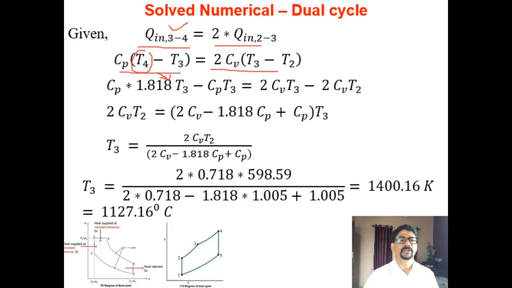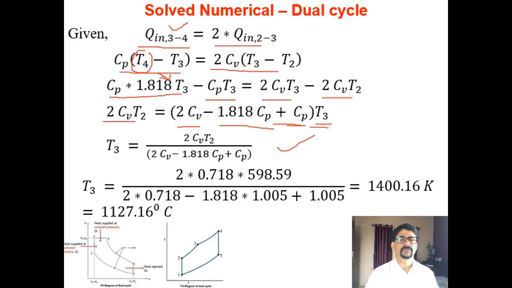So it becomes Cp into 1.818 T3 minus Cp T3 as usual, equal to 2 Cv T3 minus 2 Cv into T2. Here simplify: 2 Cv T2 is taken to one side, and all the T3 terms to the other side. Try to write it on paper and simplify. So you will get 2 Cv T2 is equal to (2 Cv minus 1.818 Cp plus Cp) whole into T3. So T3 is equal to 2 Cv T2 divided by this.